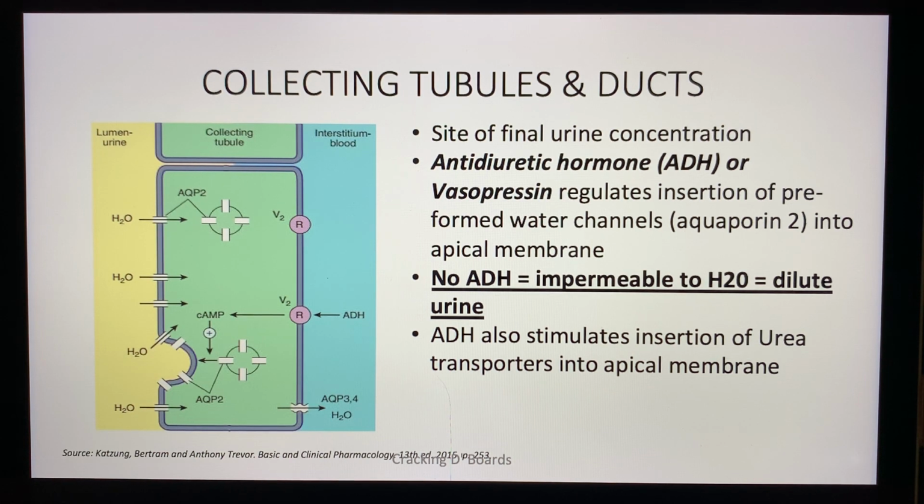So memorize this physiologic pearl. If there is no antidiuretic hormone, that means the tubules will be impermeable to water. Therefore, what will be produced is dilute urine. Now, antidiuretic hormone also stimulates the insertion of urea transporters into the apical membrane.